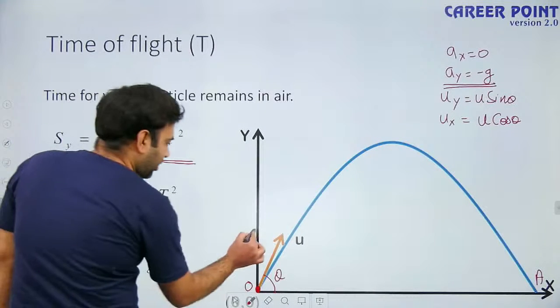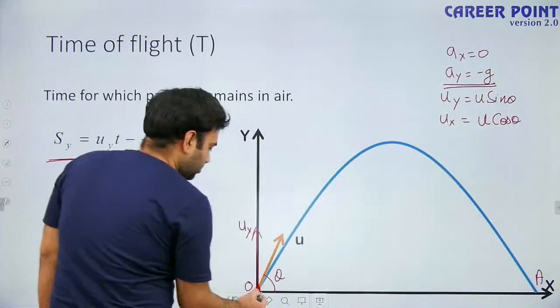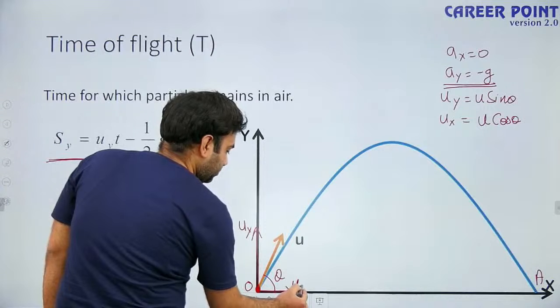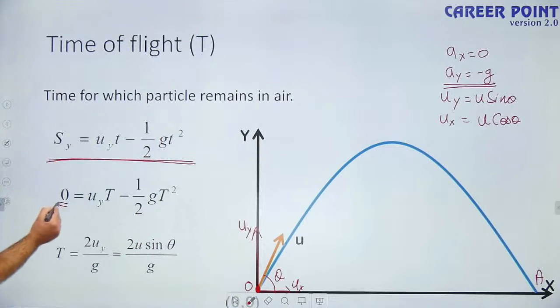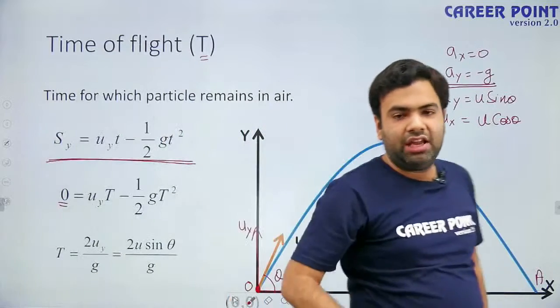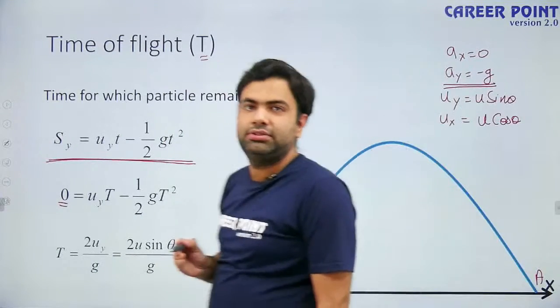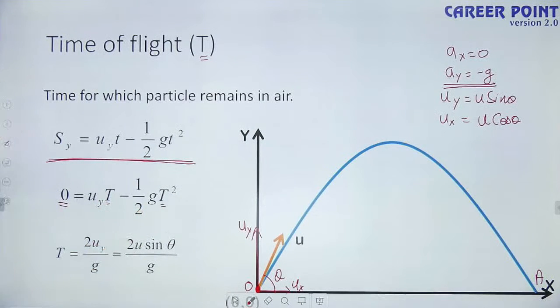And what is the initial velocity along y direction? This uy is given as u sine theta, which we discussed in the previous class. This is the x component, which is not useful for this. So put sy equals 0, displacement in y direction is 0, and t equals time of flight, since after completion of the journey the time taken is the time of flight. Now take t common and send it to the right hand side, and you will get time of flight equals 2uy by g.